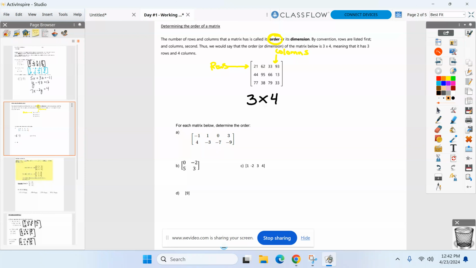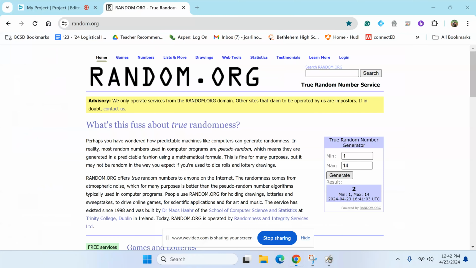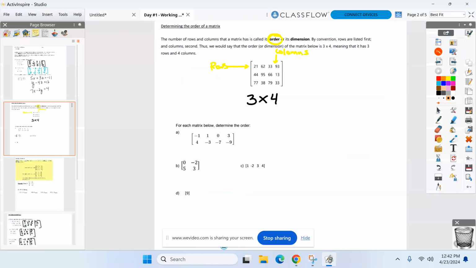Take a look at the couple of examples I have up here for you. So determine the order of this matrix right here. What is the size? What by what? This is a what by what matrix. Rows by columns. So that first one, Richie, what do you got? 2x4. This is a 2x4, yep. It's a 2x4 matrix. Rows by columns. Two rows, four columns.